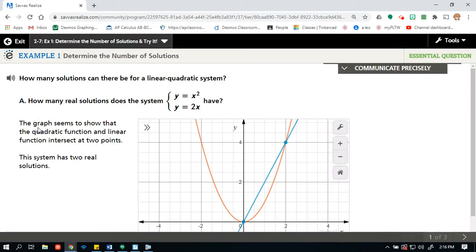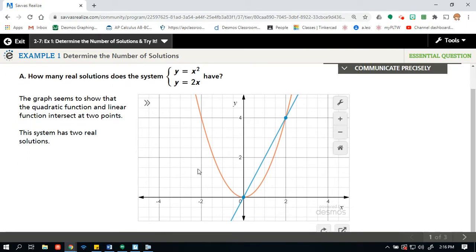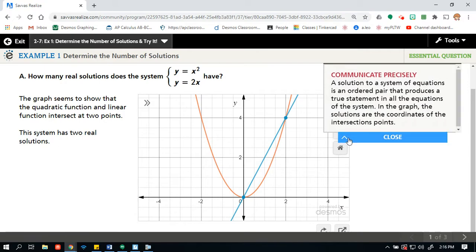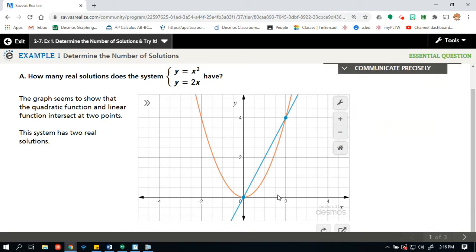Okay, so that's algebraically. Let's look at this graphically. So the graph seems to show the quadratic function and linear function intersect at 2 points, and those intersection points are the solutions. So the system has 2 real solutions. So a solution to a system of equations is an ordered pair x and y that produces a true statement in all the equations of the system. In the graph, the solutions are the coordinates of the intersection points. We've talked about this before, now you see it again.